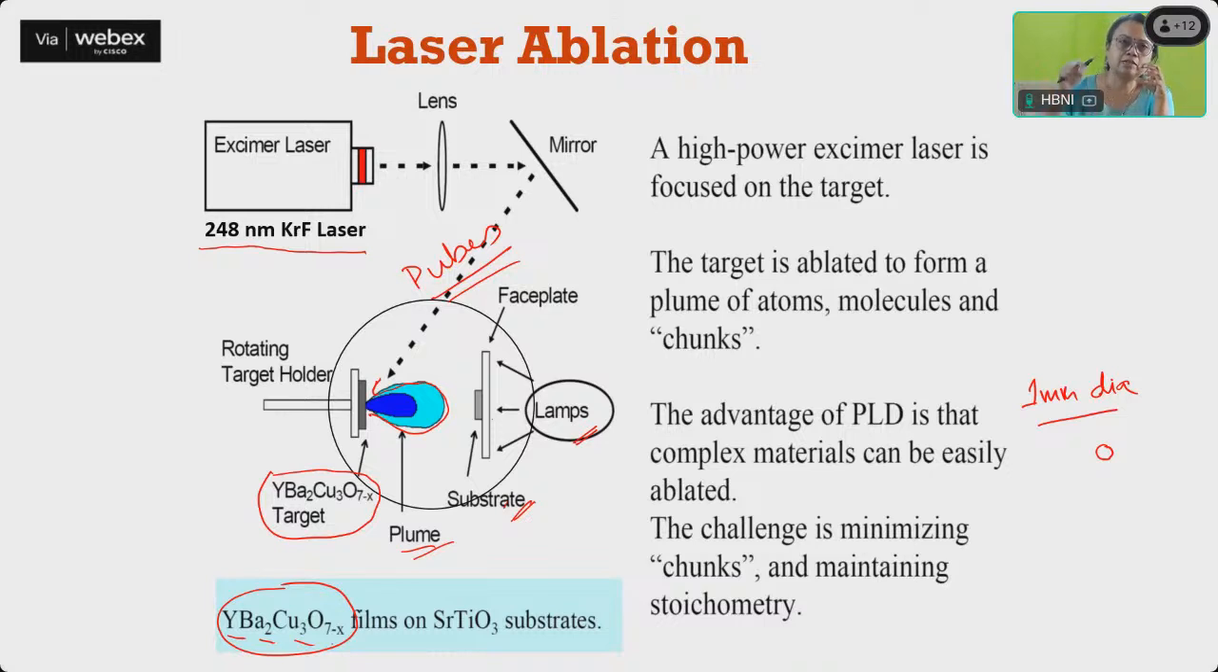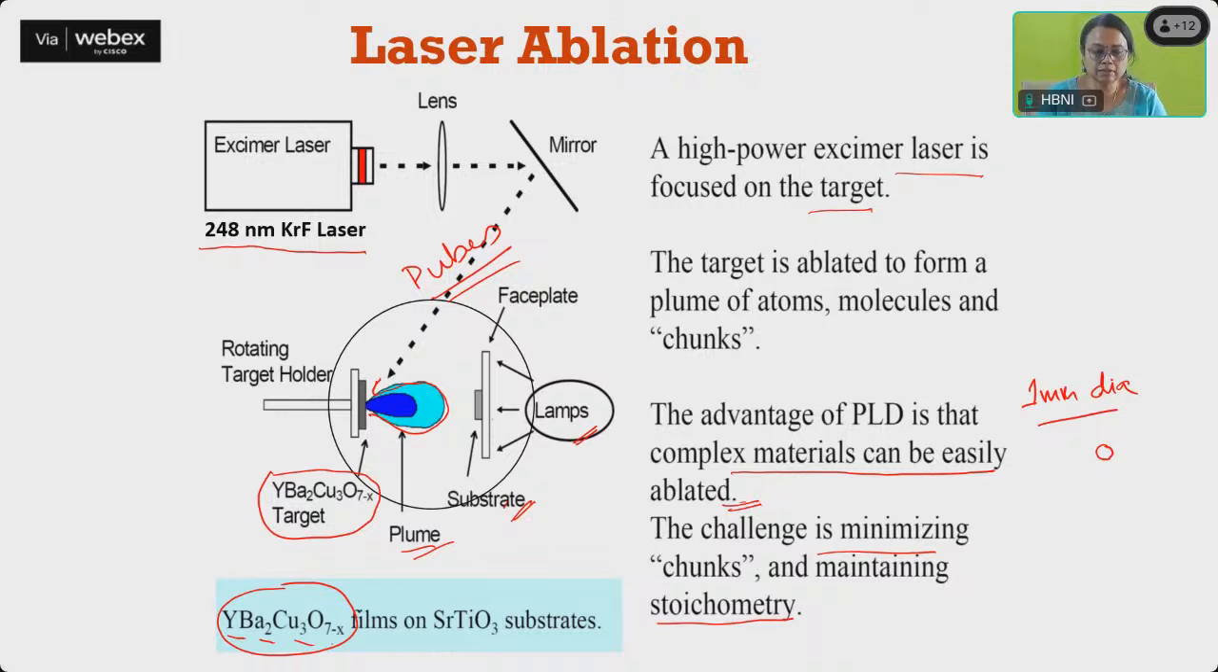There will be, it is falling at different points. So the step is that a very high power excimer laser is focused on the target. The target is ablated to form a plume of atoms, molecules and chunks. The advantage of PLD is that complex materials can be easily ablated, and the challenge is to maintain the stoichiometry. So whatever the stoichiometry of your target is, the same stoichiometry is there in the film.